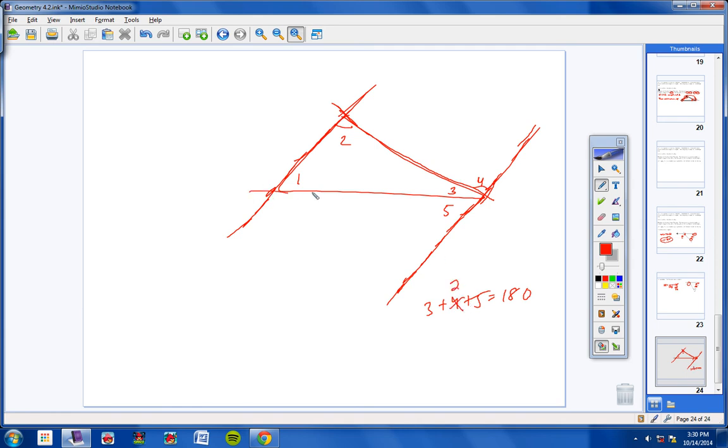I'm probably going way too fast. You don't need to know all this. I'm just trying to show you real quick. And look at this. I have two parallel lines cut by a transversal here. Angles 1 and 5 are alternate interior. They're congruent. So for angle 5, I could put 1. And there it is. Angle 3 plus 2 plus 1 equals 180. Okay? All right. You don't have to know that. I just want to show you real quick where we get that theorem from.